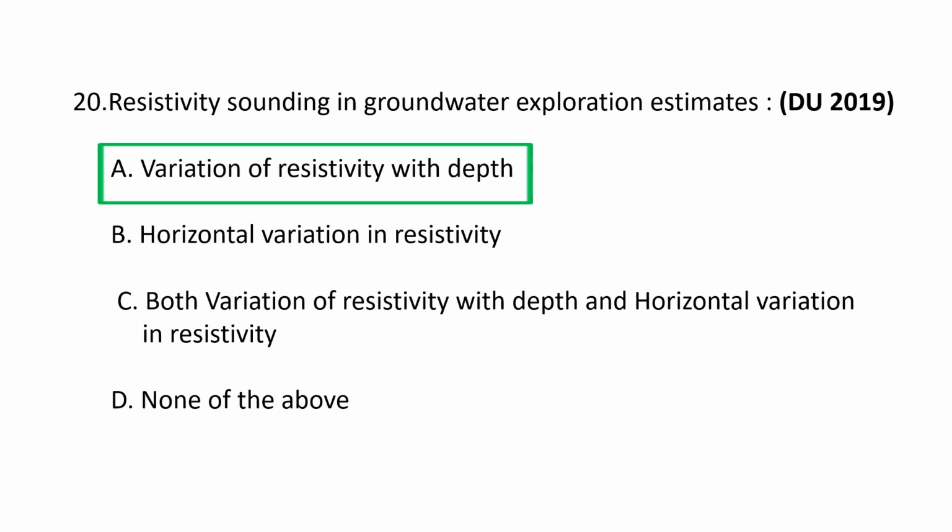Resistivity sounding, also known as vertical electrical sounding, VES, in groundwater exploration aims to determine the variation of electrical resistivity with depth. By passing electrical current into the ground and measuring the resulting potential differences at various electrode separations, the VES technique helps in identifying subsurface layers with varying resistivity values, which can be correlated with different geological formations and groundwater conditions. So resistivity sounding in groundwater exploration estimates variation of resistivity with depth.